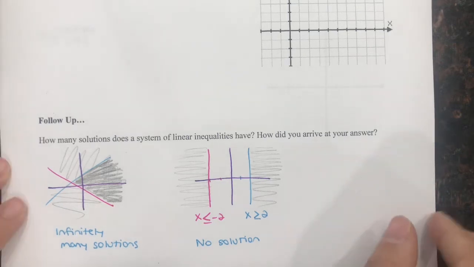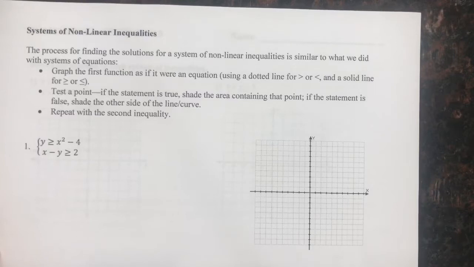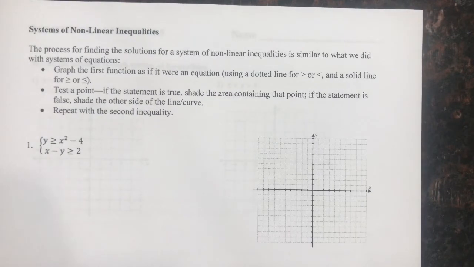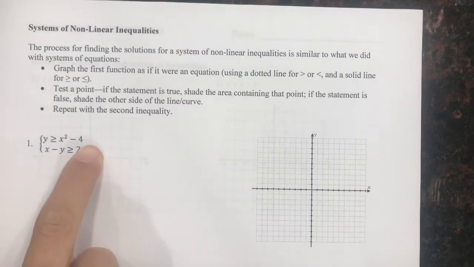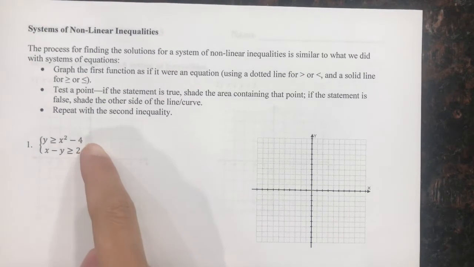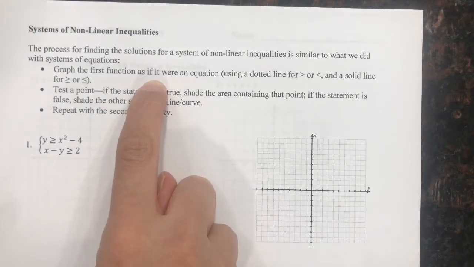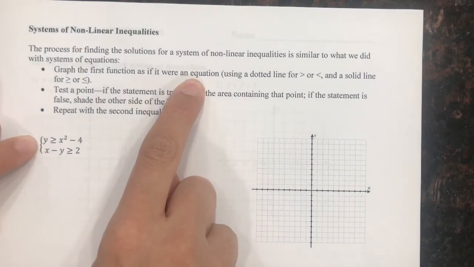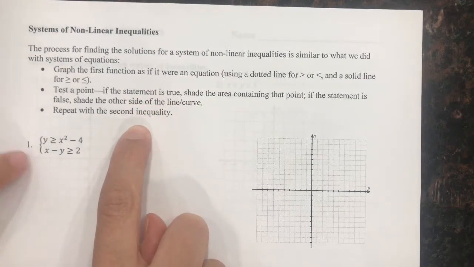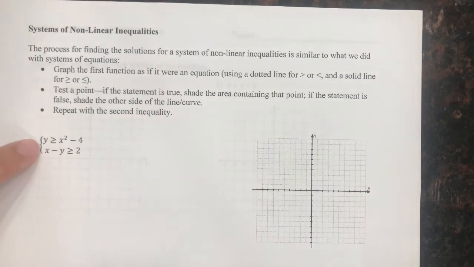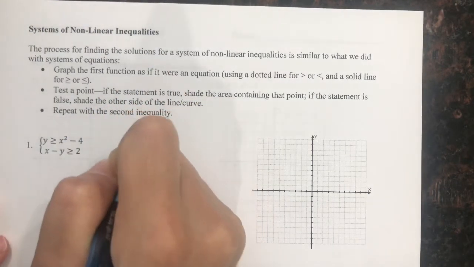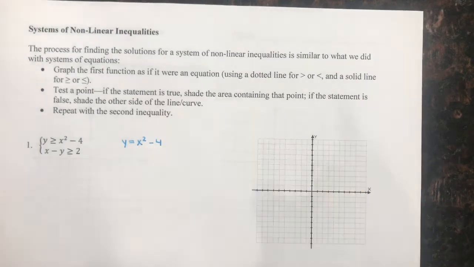Now our last set of problems here are nonlinear inequalities. And actually the process is exactly the same. We just need to graph, instead of just a line, in this case a parabola as well. So the process is going to be exactly the same. Graph it as if it were a function, as an equation, test a point, and then do the same thing for the second inequality. So my first equation, let's say I wrote this as y equals x squared minus 4. This is a parabola, right?